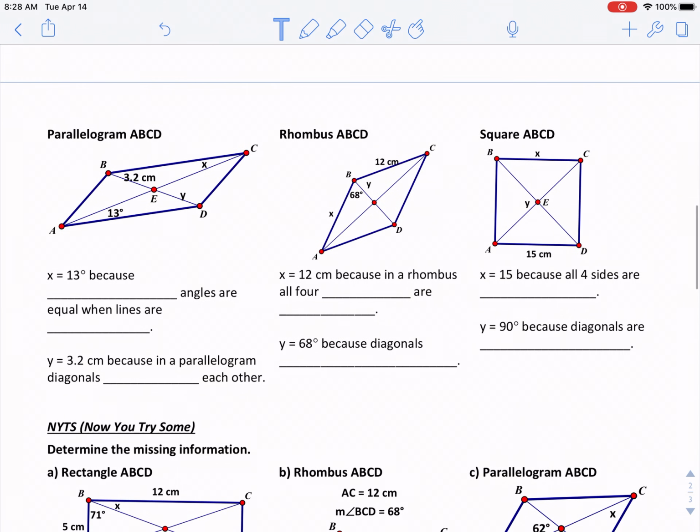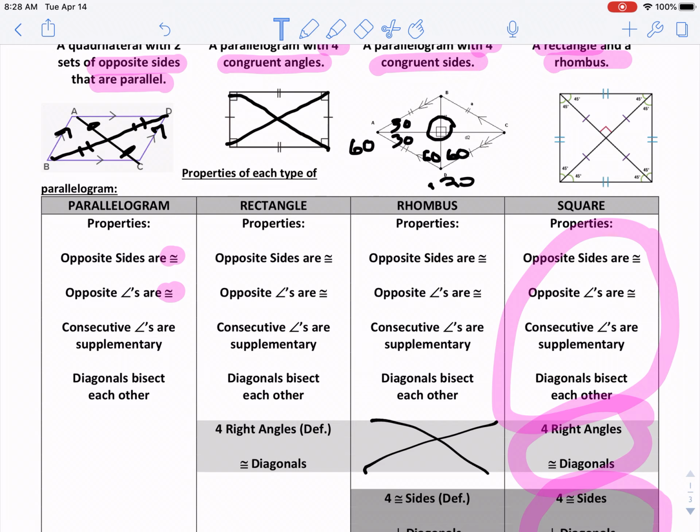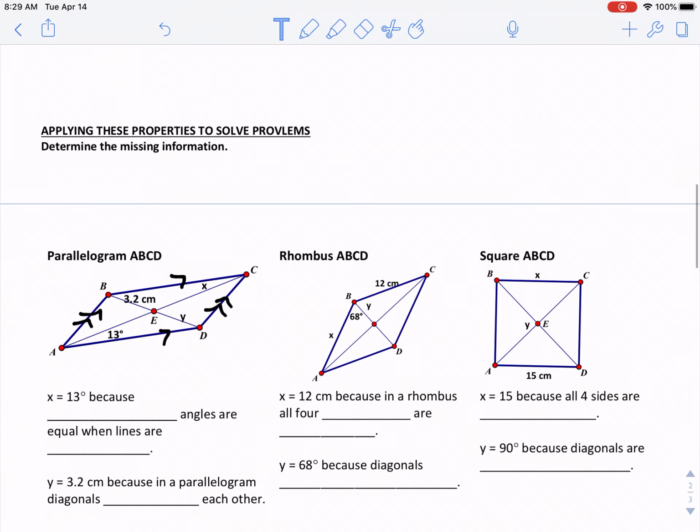As we look down here, there are a couple of examples of how we're actually using that information. So this first one, we have parallelogram A, B, C, and D. Since it's a parallelogram, these sides are parallel and these sides are parallel. Also, if we go back up there and look, opposite angles are congruent. That means A and C are the same.